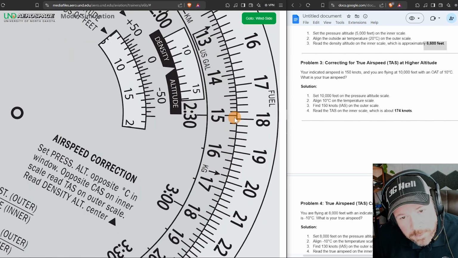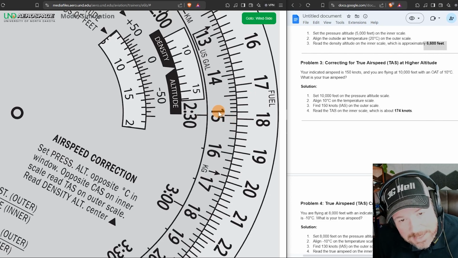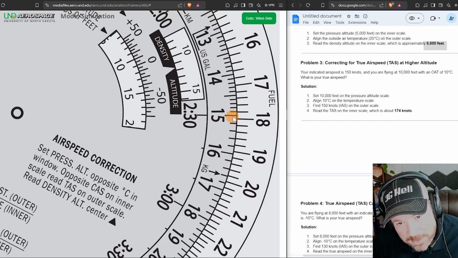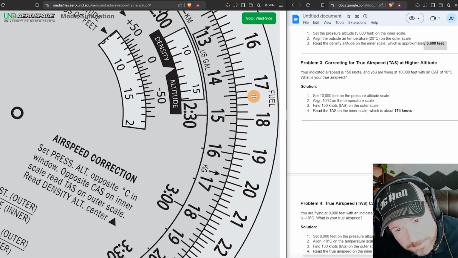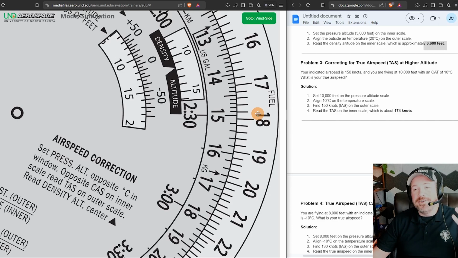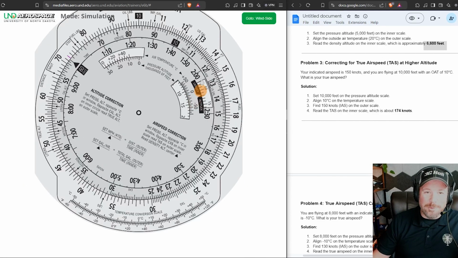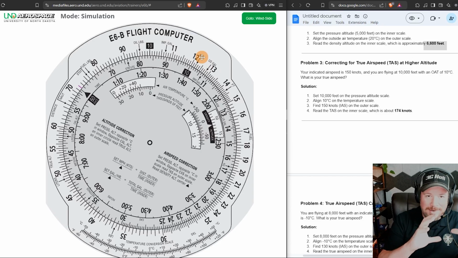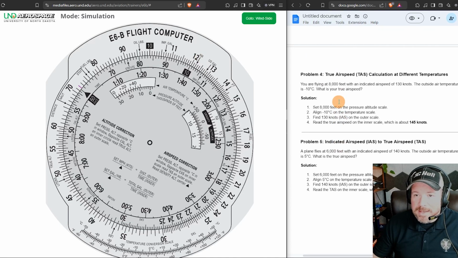So it's converse to what we need. So 150 knots indicated airspeed, and then we slide to this outer scale, which is 171, 2, 3, 4. 174 and a half, or 174 rounded. Again, this calculator, unfortunately, is not the most accurate online, but we're doing the best job we can. But let's move on.